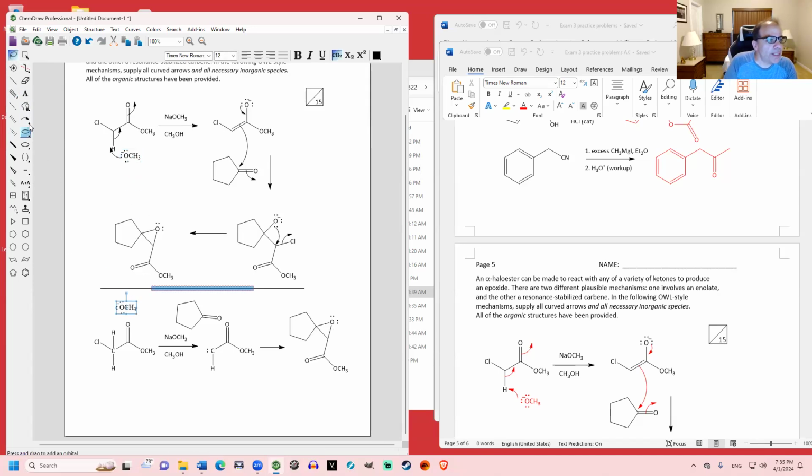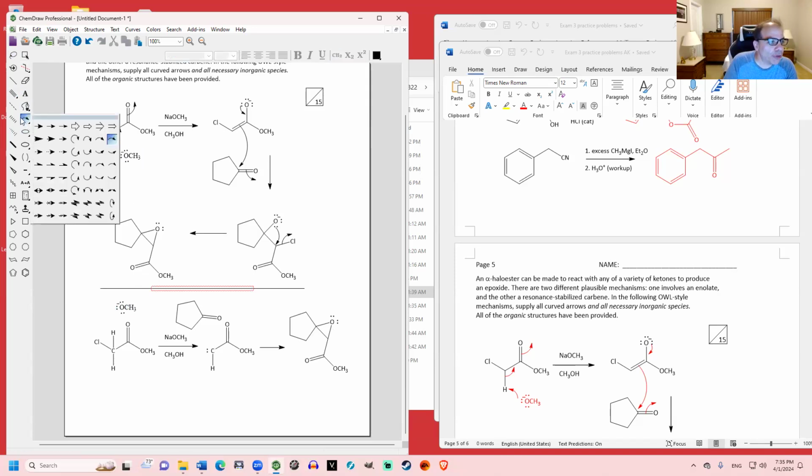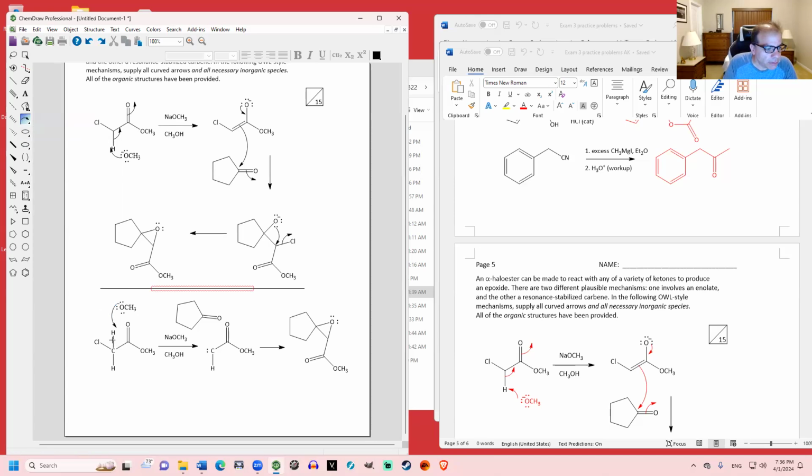And your professor may or may not have talked about carbenes last term. But the way it works is our base pulls off the indicated proton, the CH bond breaks, the electrons go onto the carbon. I'm having a hard time drawing that. Can't really make the arrow quite as pretty as I would like. So the electrons go onto carbon, and we break the carbon-chlorine bond at the same time.